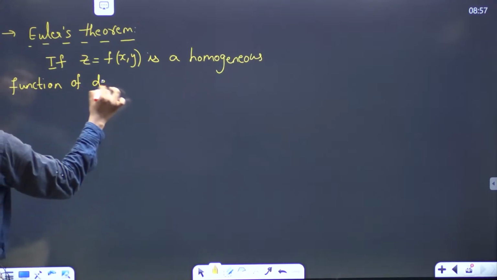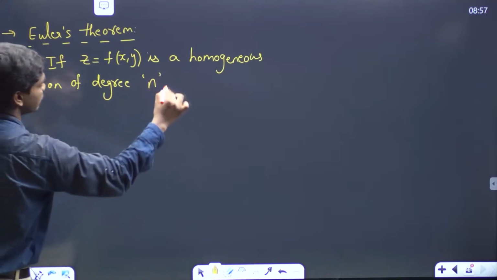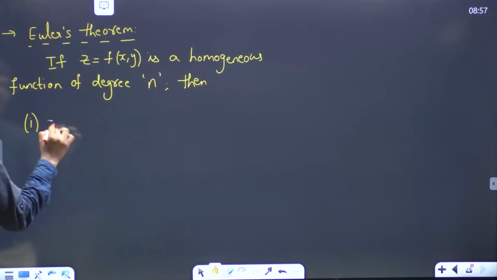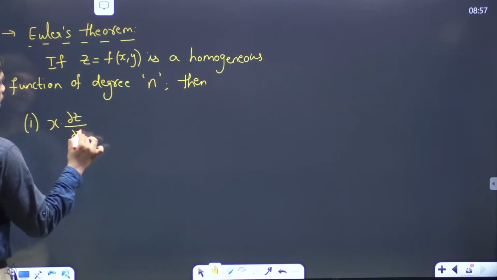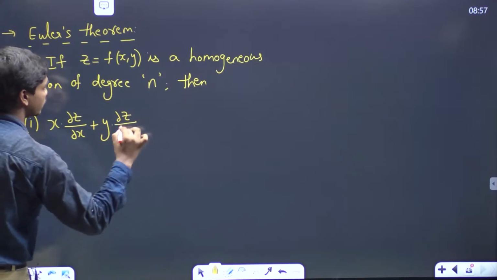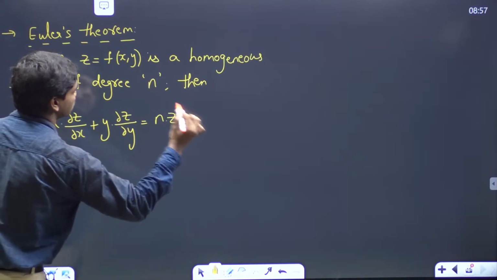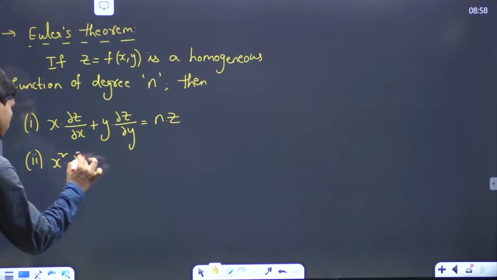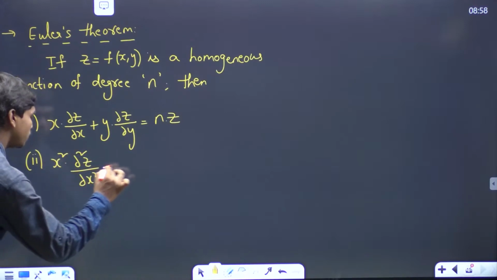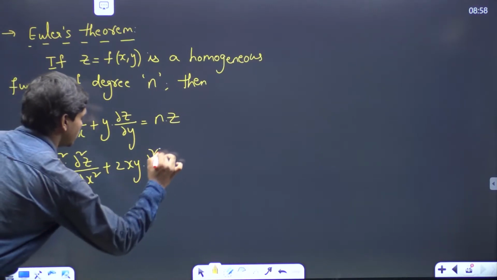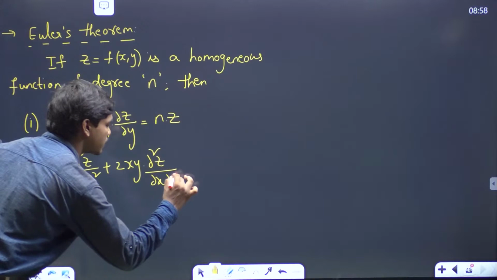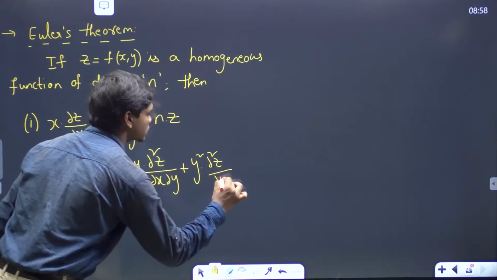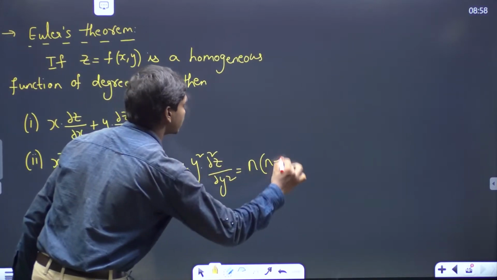of degree n, then the first point is x into dou z by dou x plus y into dou z by dou y is equal to n times z. Okay. Second point, what he told is x² into dou²z by dou x² plus 2xy into dou²z by dou x dou y or dou y dou x, doesn't matter the order of differentiation, plus y² into dou²z by dou y² is equal to n into (n minus 1) into z.